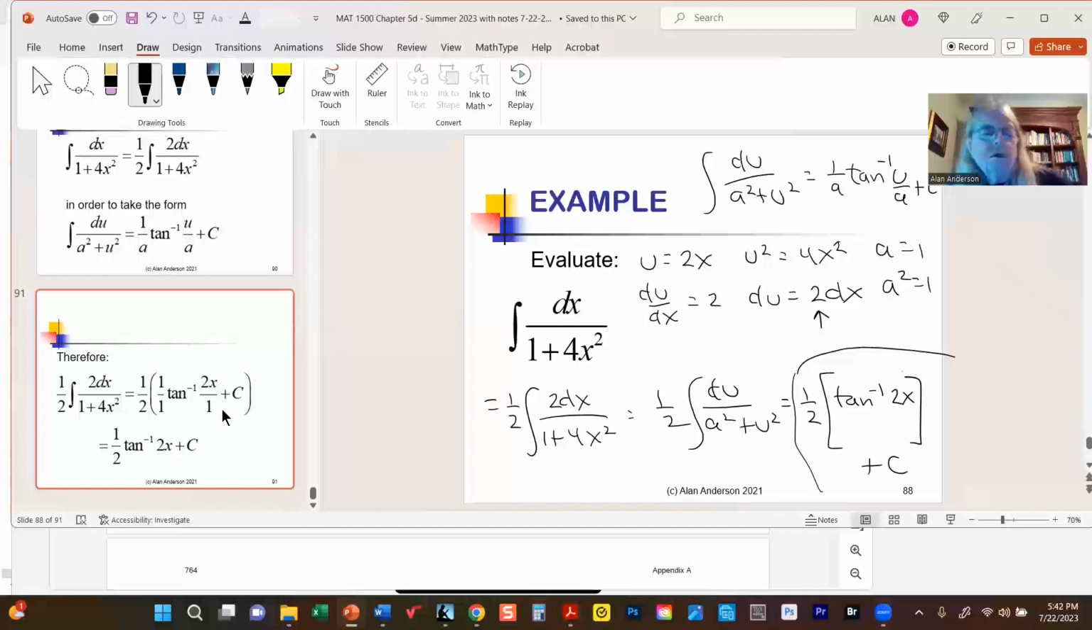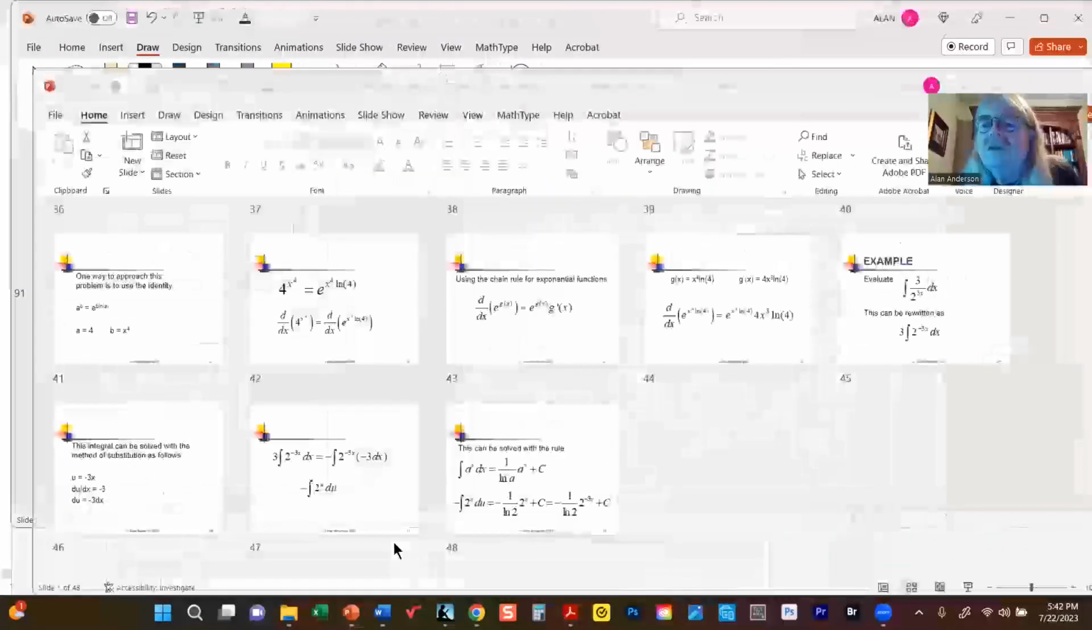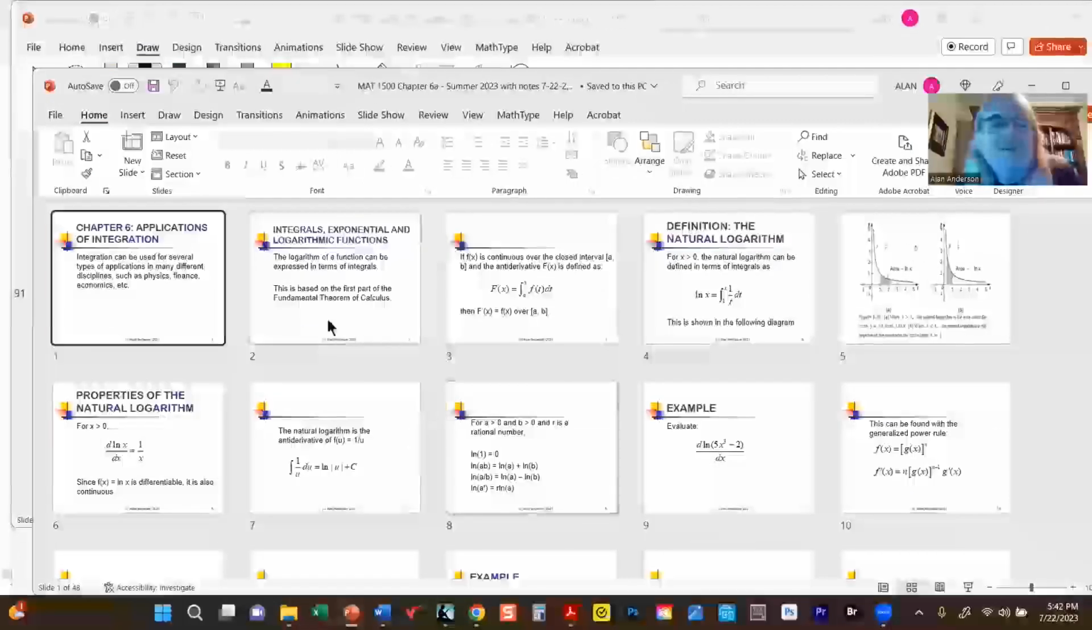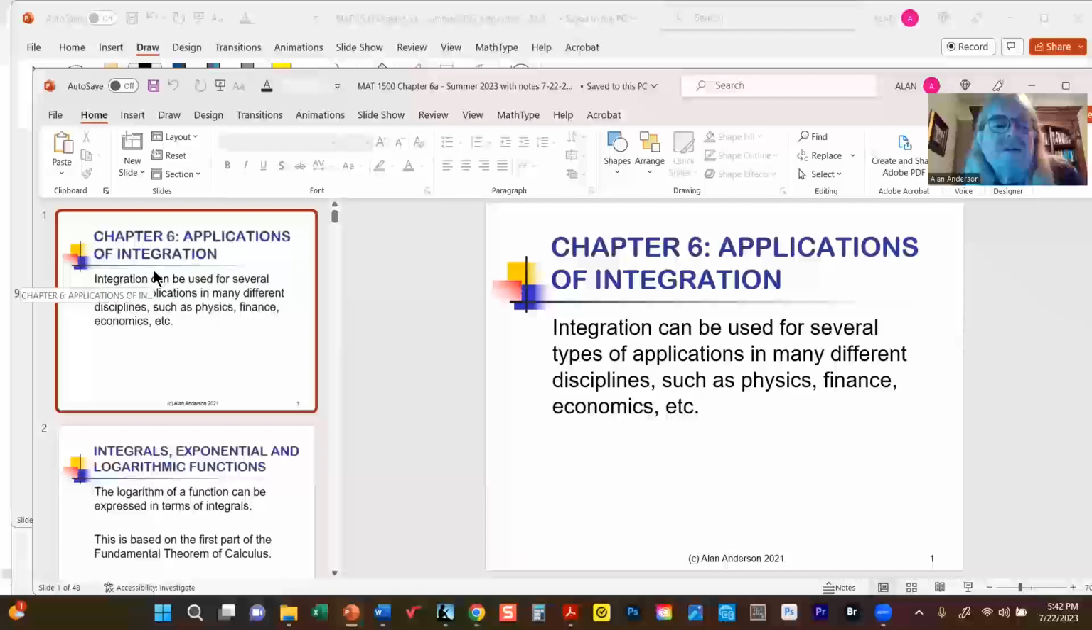All right, so what comes next? Well, this is it for chapter 5. That's that. So what I'd like to do is get started in chapter 6, which is, by the way, the last chapter of the course, which is sad, but it means that you're ready for Cal 2. So this is called applications of integration.